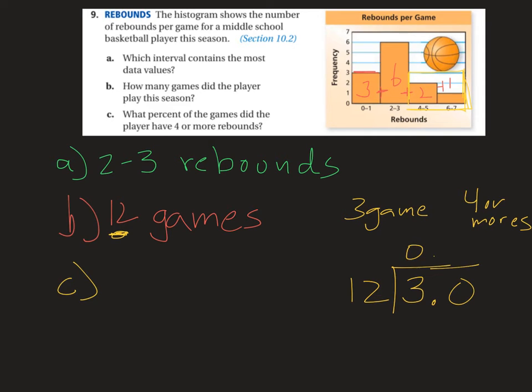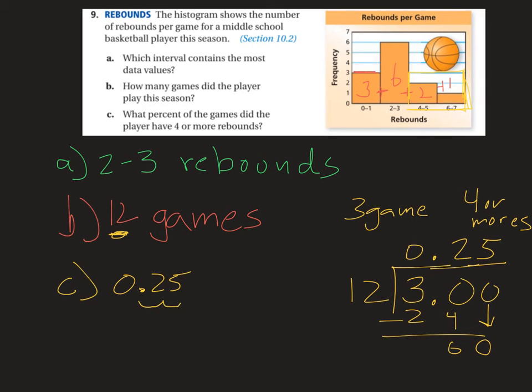12 does not go into 3. Bring our decimal point up. 12 goes into 30 2 times. And that's going to give us 24. Hopefully I don't run out of room here. Yep, 60. I have just enough room here to show it. 12 goes into 60 5 times. So remember, 0.25 is not a percentage, it's a decimal. To make this a percentage, we got to move our decimal place 2 times to the right, which means we multiply by 100. And this equals 25%. Okay, so refresh yourself on percentages if you kind of forgot how to do that. Let's go on to the last question or so here.